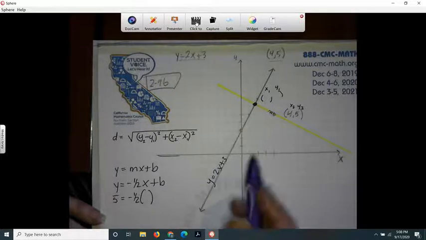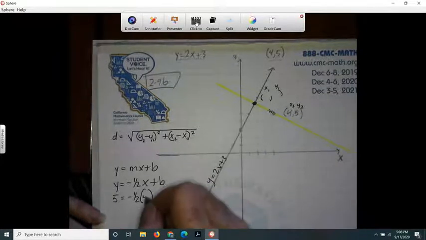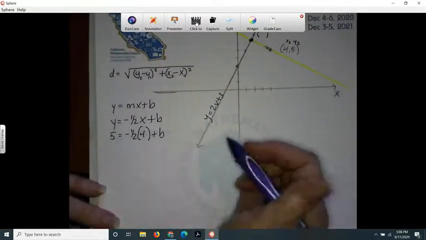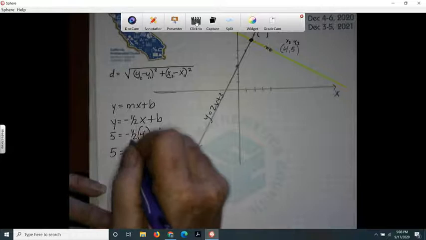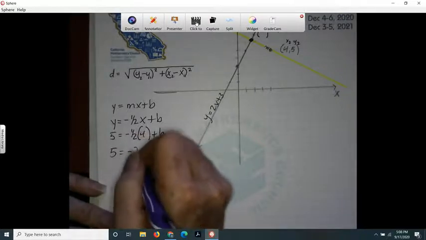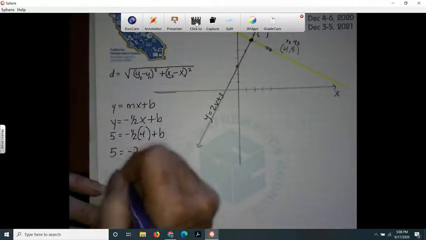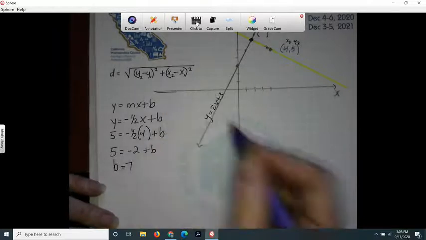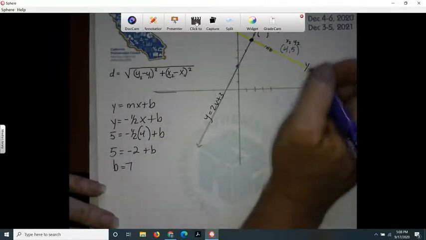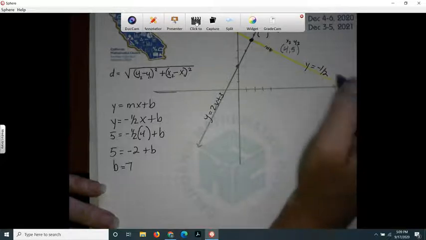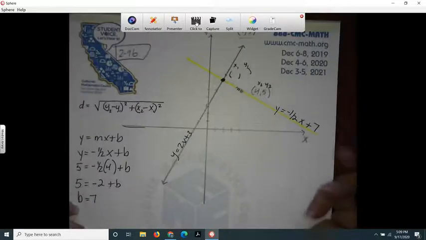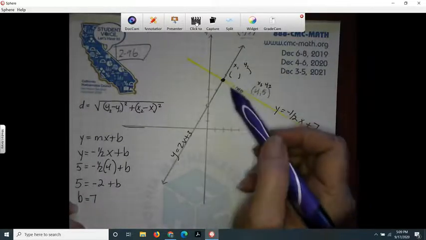And then x is 4. Negative half times 4, I think that's negative 2. Add 2 to both sides, and b is equal to 7. So now I know that the equation of this line is y equals negative 1/2 x plus 7. Okay, so I have two lines, and they cross right there.